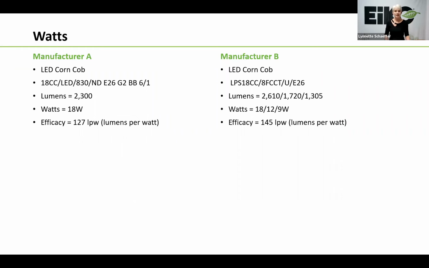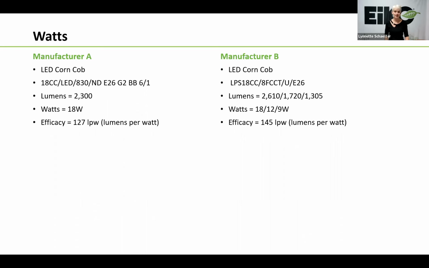Because every lamp you make is a replacement for a 400 watt HID, or a replacement for a T8 lamp. Well, lumens, again, let me say that one more time, lumens from one manufacturer can vary from another. So for instance, take this LED corn cob, okay? Manufacturer A comes in at 18 watts, 2,300 lumens, while manufacturer B offers a selectable wattage choice. And it just so happens that if you select 18 watts, it produces 2,610 lumens, which comes in at 145 lumens per watt.